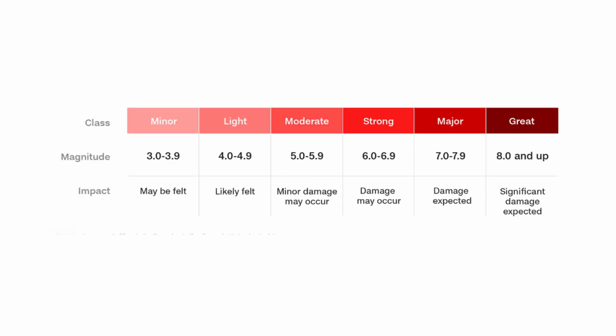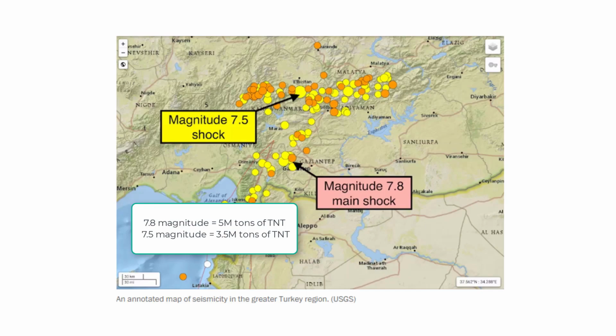This earthquake can be classified as a major earthquake, that is, the magnitude is between 7 and 7.9. To understand how powerful the jolt was, the first one was roughly equivalent to the energy released from an explosion of around 5 million tons of TNT, and the second one was close to around 3.5 million tons of TNT. You can imagine how big the energy released from this earthquake was.